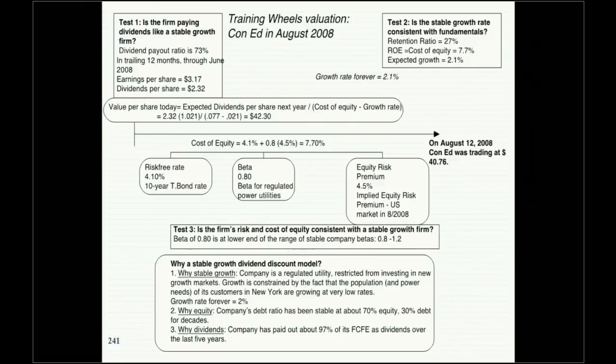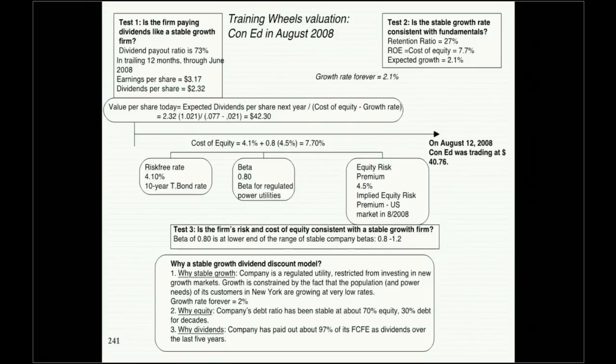I want to make sure that's not higher than the growth rate of the economy, right? What was a simple proxy I suggested for the growth rate in the economy you could use? Just use the risk-free rate. I checked the risk-free rate, which is 4.1%. I'm very safe, right? My growth rate is 2.1%. I'm assuming the risk-free rate is 4.1%. So I'm okay. If I'd come up with 6% here, then I have to go to a two-stage model. It's not the end of the world, but it means I can't use a stable growth model.